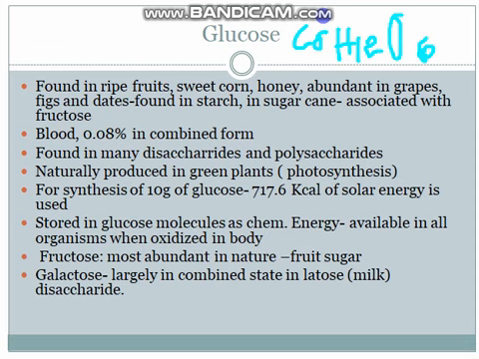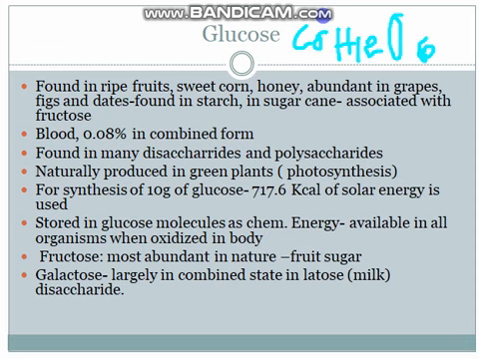It's found in ripe fruits, corn syrup, honey, and is abundant in grapes, figs, and dates. These are basically the sources. And in our blood, the normal blood sugar will be 0.08%, in combined form, and is found in many disaccharides and polysaccharides. Disaccharides and polysaccharides are what we're going to be discussing in the next lessons. Stay tuned.